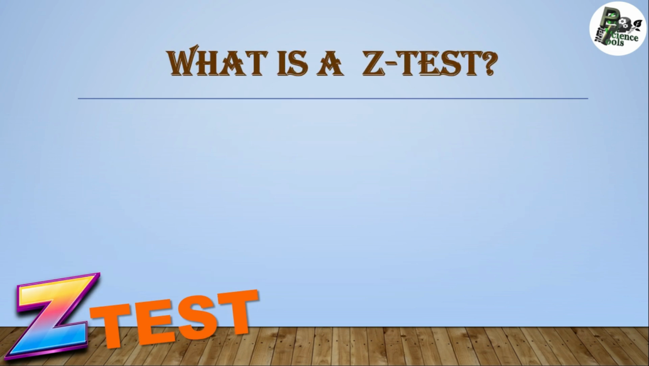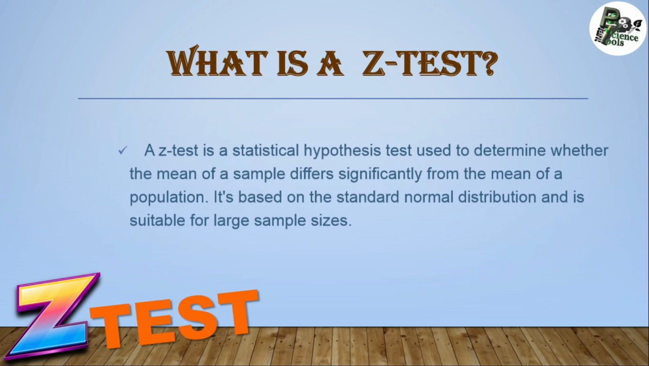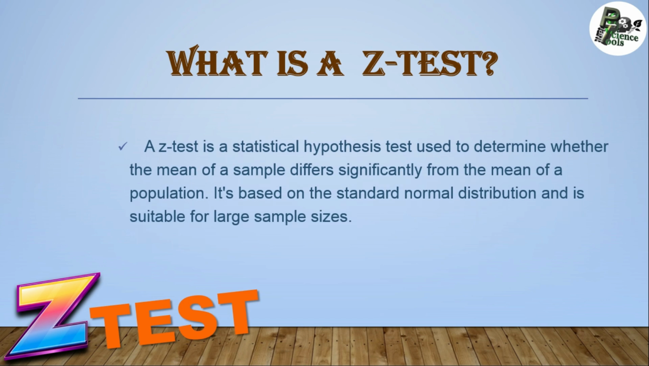First of all, we will discuss what a Z test is. Basically, a Z test is a statistical hypothesis test used to determine whether the mean of a sample differs significantly from the mean of a population. It's based on the standard normal distribution and is suitable for large sample sizes.